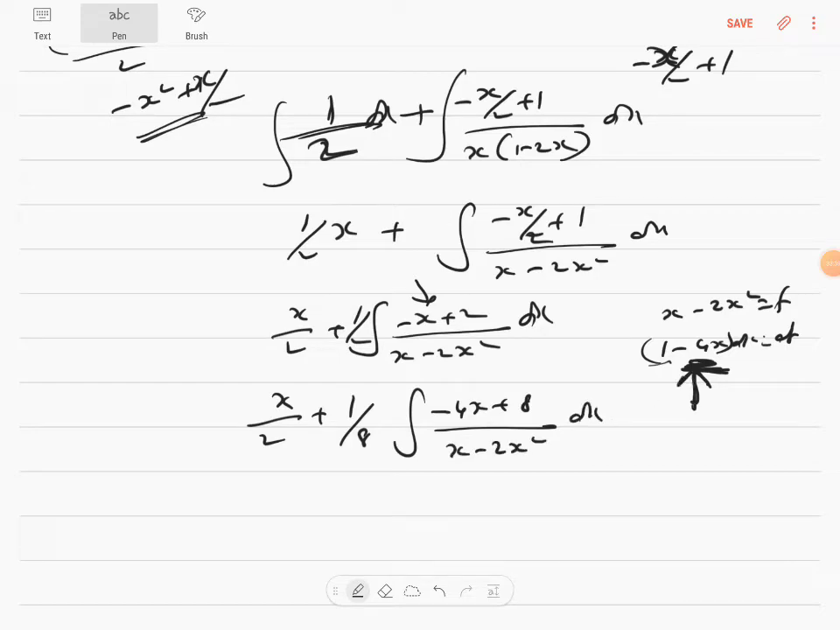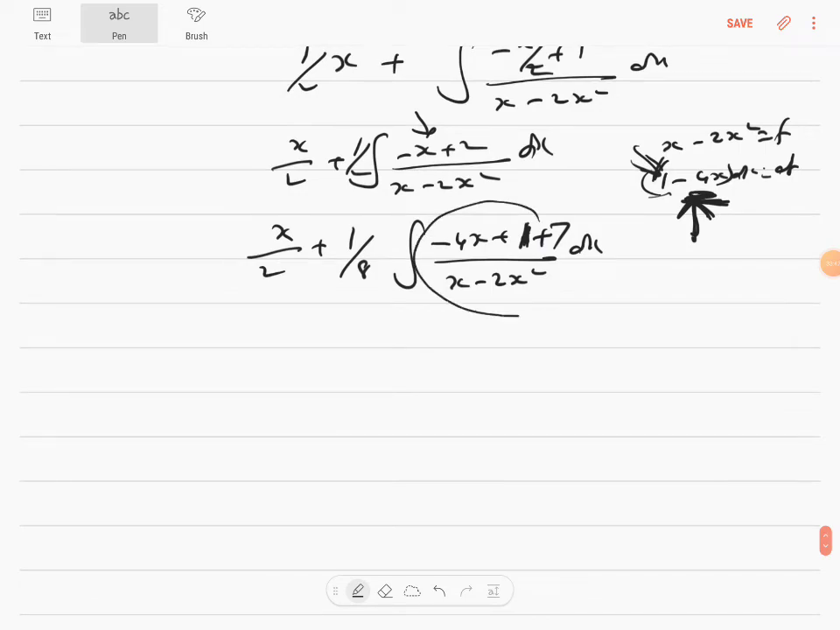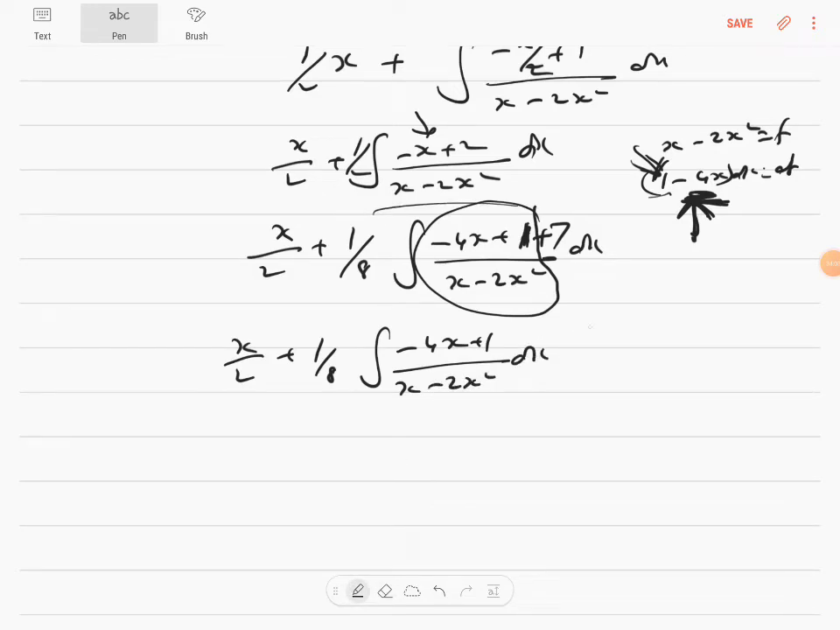Now you want a minus 4x plus 1 here. Can you see plus 1? So you can write it as plus 1 plus 7. The 8 can be written like that. Now you can split it like this and then split the other one. x by 2 plus 1 by 8 into integration of minus 4x plus 1 by x minus 2x square dx. And this 1 by 8 is common for that also. And 7 is taken out common, 1 by x minus 2x square into dx.